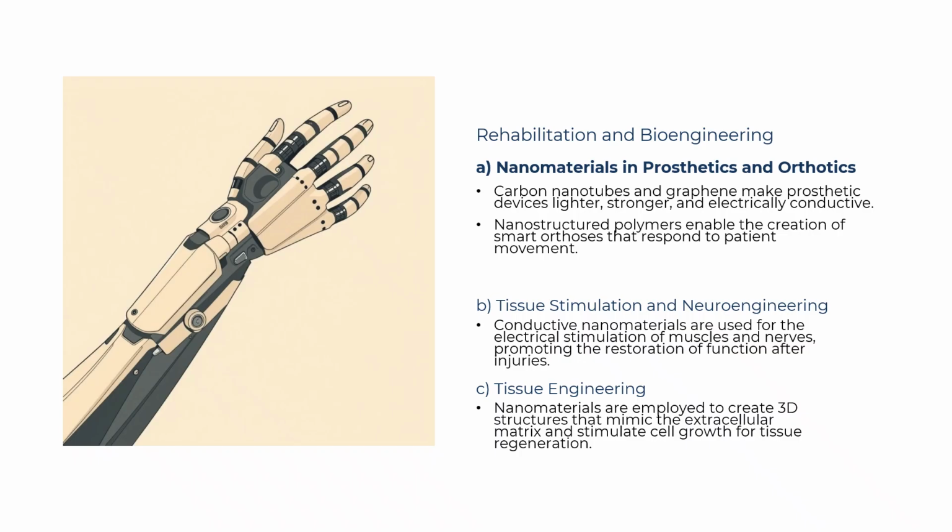Rehabilitation and bioengineering. Nanomaterials in prosthetics and orthotics. Carbon nanotubes and graphene make prosthetics lighter, stronger, and electrically conductive. Nanostructured polymers enable the creation of smart orthoses that respond to patient movement. Tissue stimulation and neuroengineering. Conductive nanomaterials are used for electrical stimulation of muscles and nerves, supporting functional recovery after injuries. Tissue engineering. Nanomaterials are used to create 3D structures that mimic the extracellular matrix and stimulate cell growth for tissue regeneration.